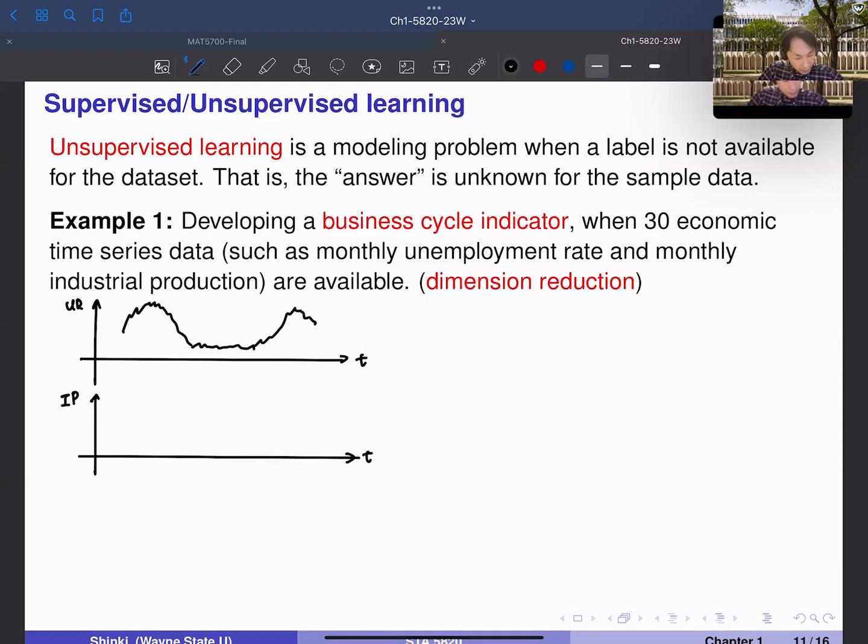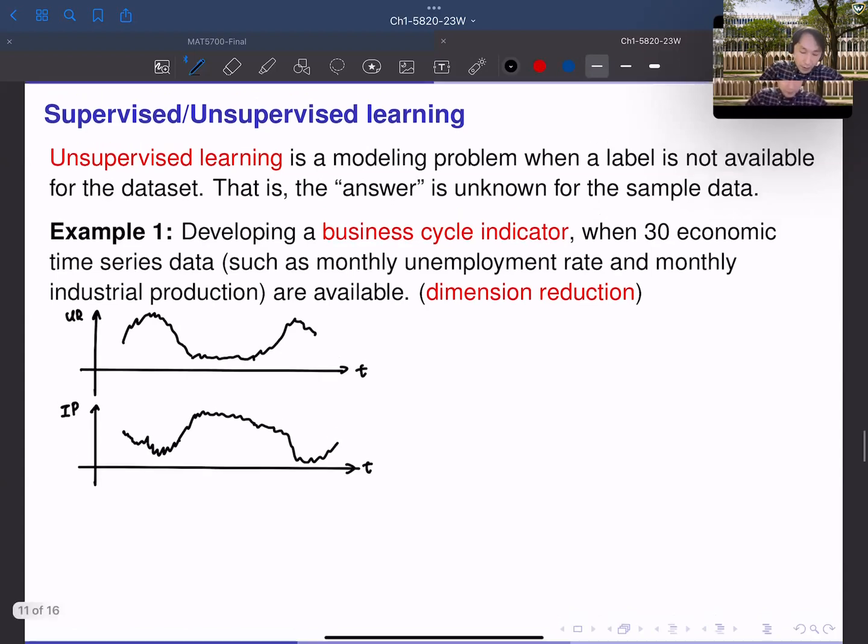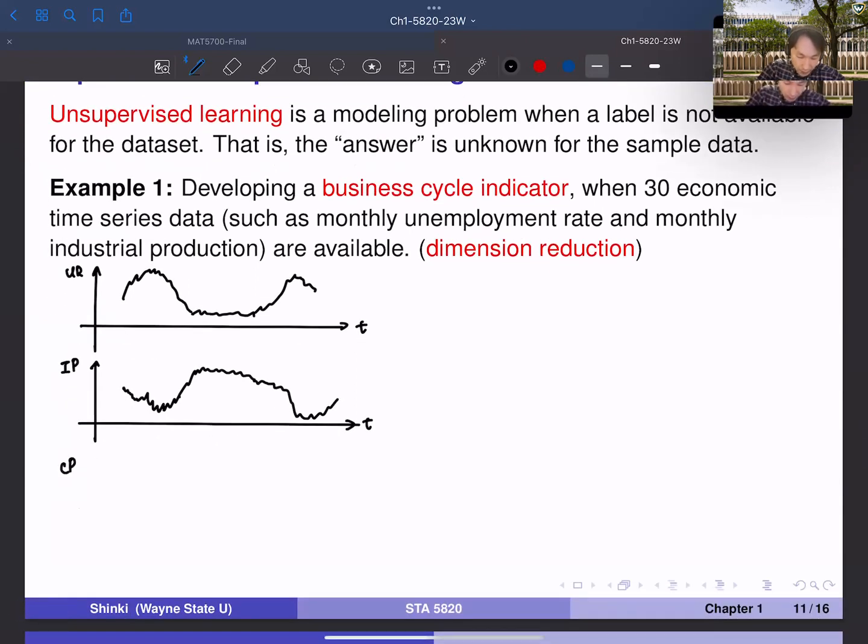If the economy is in recession, there is lower production, many people are unemployed, and only a small part of the labor force is actually producing something. So it's almost the opposite: industrial production is lower when the unemployment rate is higher. But it's not exactly the opposite. It's almost opposite, but the pattern is slightly different. And maybe another indicator, the price index, CPI. Inflation is higher when the economy is booming. That means when the economy is booming, industrial production is higher, but inflation is also higher. Also, the unemployment rate is lower.